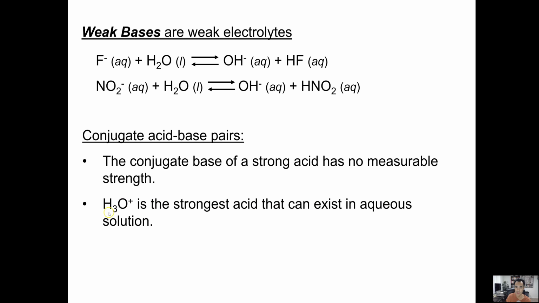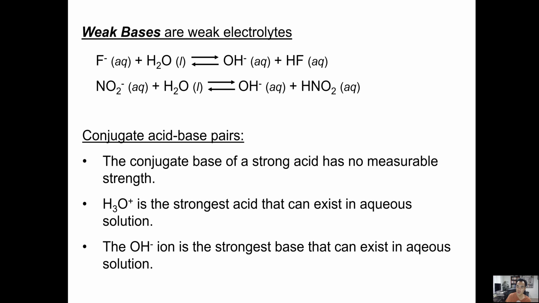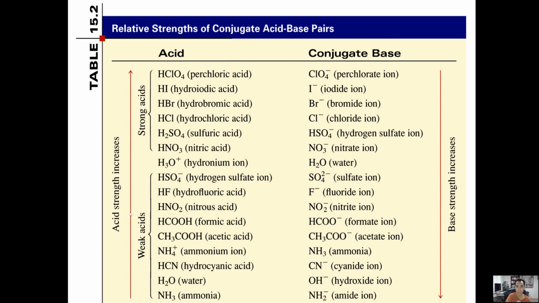So this is actually something to consider, that we're always measuring that H3O plus ion. So we're not really looking at some of the other ones because that's the one that actually gives that pH. And the hydroxide is the strongest base that can exist in aqueous solution. So again, when that dissociates, we're always looking at that OH minus and that H3O plus.